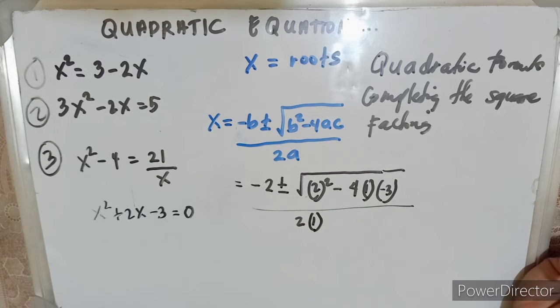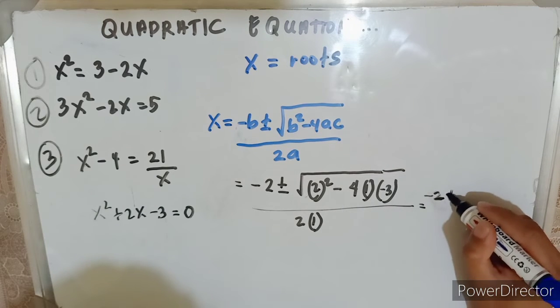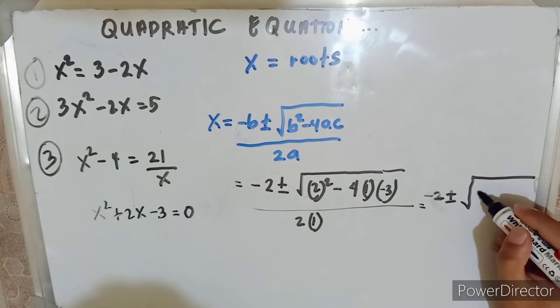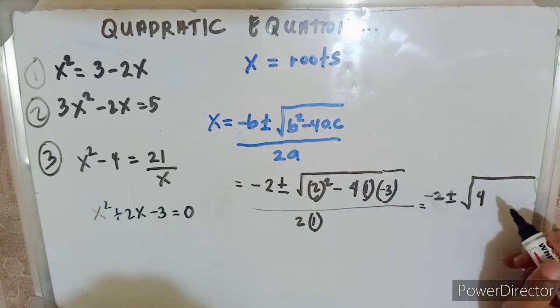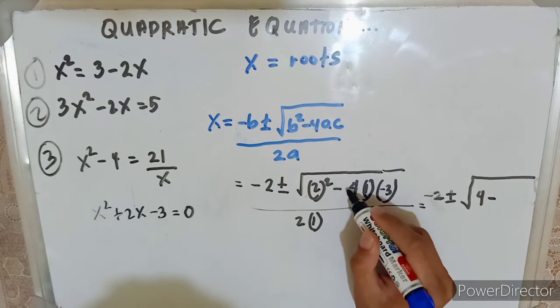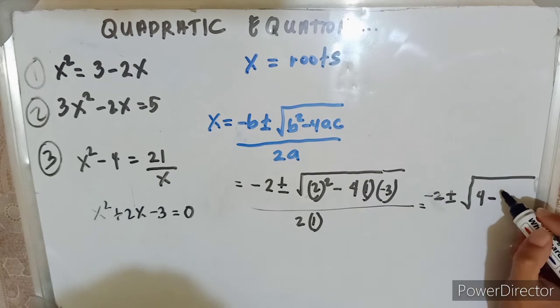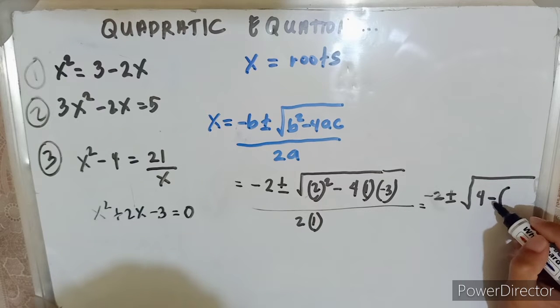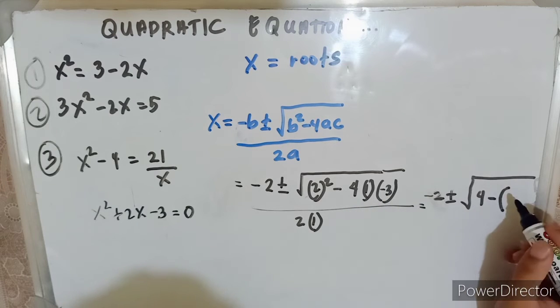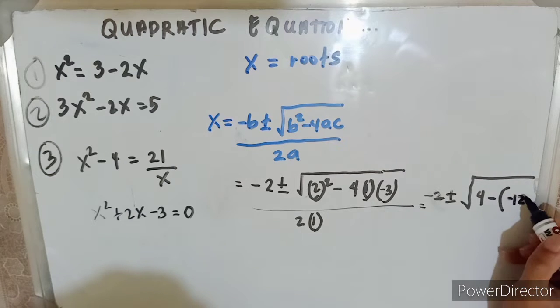Okay, so negative 2 plus or minus. b squared, 2 squared is equal to 4. Minus. That is the operation guys, so the operation is subtraction. So, lagyan natin ng cross parenthesis dito, kasi ang operation mo is subtraction. Then, multiply mo ito: 4 times 1 times negative 3. So, we have negative 12.